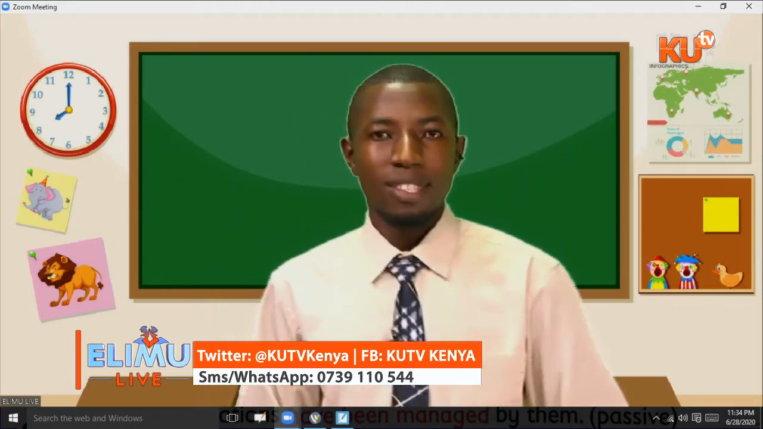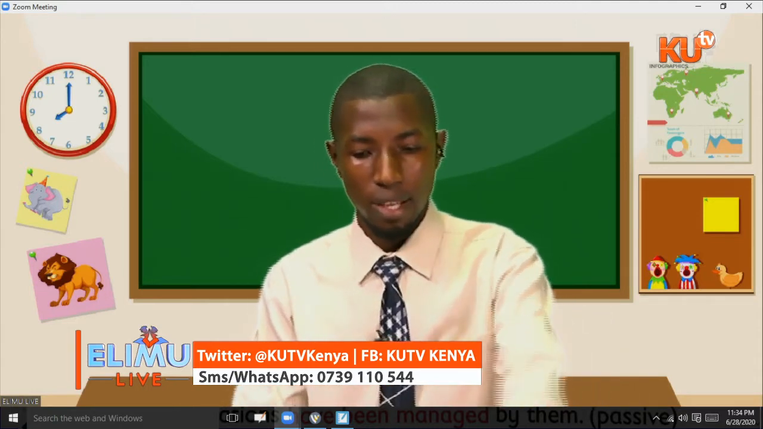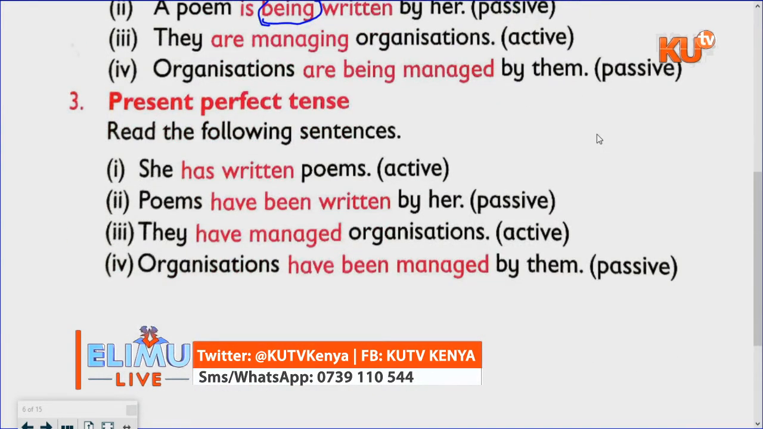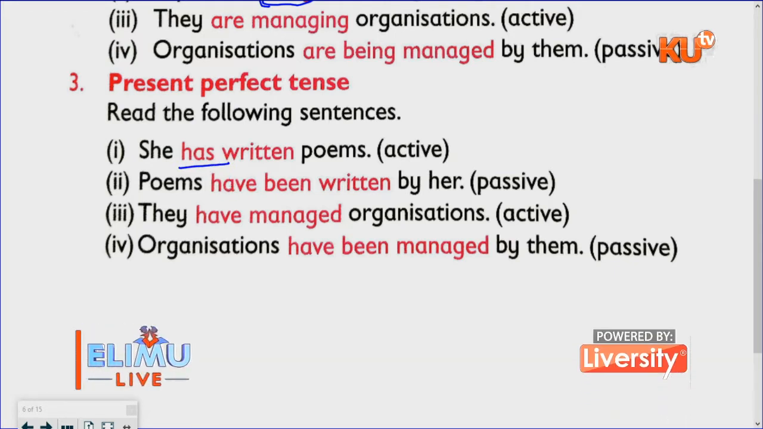Present perfect tense is my next example. An example is given to you here: She has written poems. Active, has written, but it is in present perfect. What tells you that it is in present perfect is the use of has. The helping verb has tells you that it is in present perfect tense.